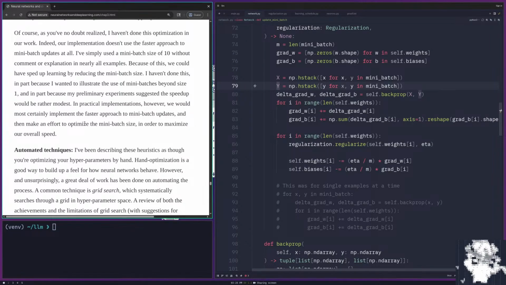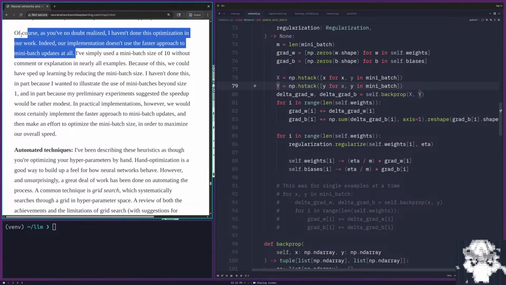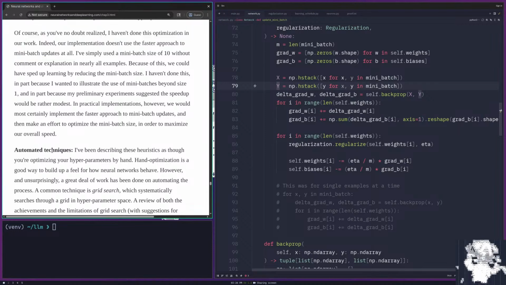Of course, as you've no doubt realized, I haven't done this optimization in our work. Indeed, our implementation doesn't use the faster approach to mini batch updates at all. Mine does. I've simply used a mini batch size of 10 without comment or explanation in nearly all examples. Because of this, we could have sped up learning by reducing the mini batch size. I haven't done this in part because I wanted to illustrate the use of mini batches beyond size 1, and in part because my preliminary experiments suggested that the speed up would be rather modest. In practical implementations, however, we would most certainly implement the faster approach to mini batch updates and then make an effort to optimize the mini batch size in order to maximize our overall speed.